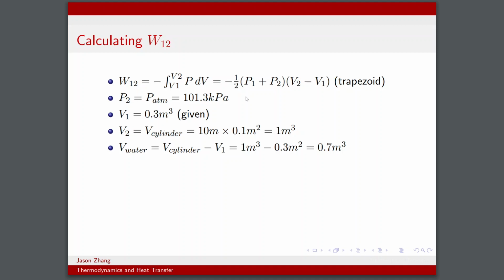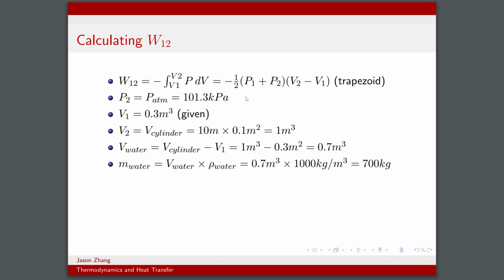The volume of water would simply be the difference. So that would be 0.7 cubic meters. And this is during the initial state. The reason we want to know how much water there is is because we want to find the initial pressure. And the initial pressure, as I mentioned earlier, is going to be the sum of the pressure exerted by the weight of the water plus the atmospheric pressure.